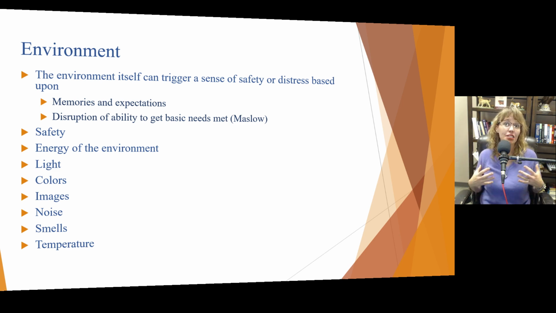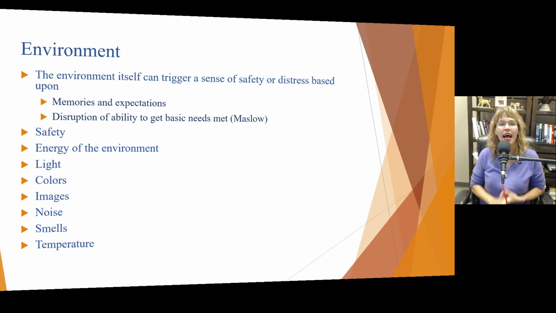bright light can tend to help cheer people up. Dim light tends to be calming. Flickering light for just about anybody increases stress, with the exception of strobe lights in a club, that you might enjoy. But a flickering fluorescent light tends to increase stress and increase migraines in a lot of people.